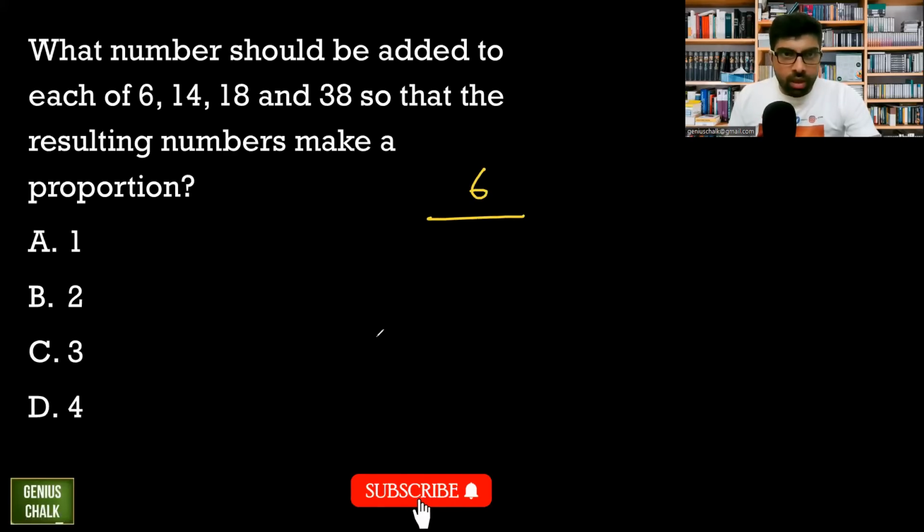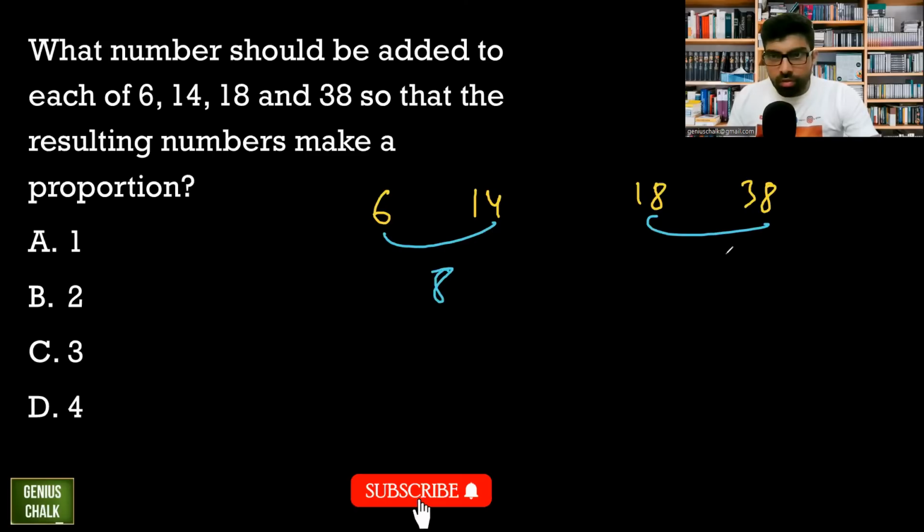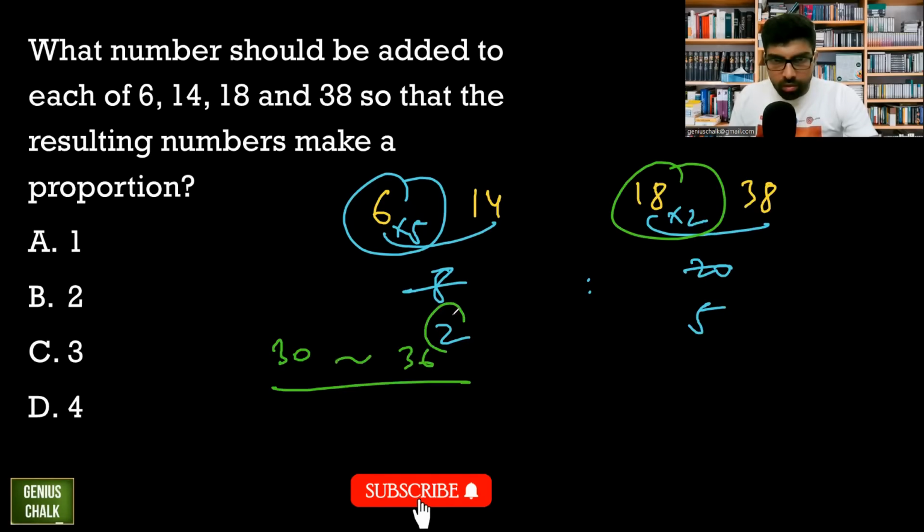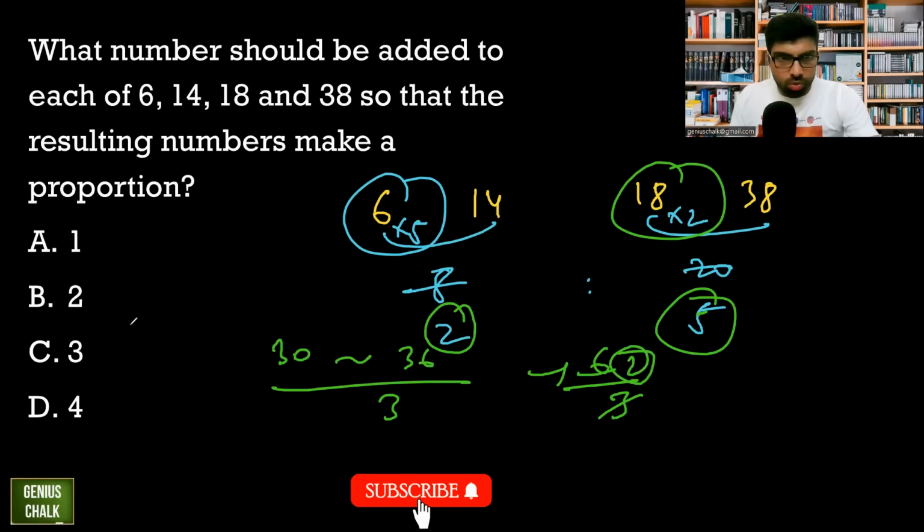You can use it. Now I'll write directly 6, 14, 18, and 38. What is the difference? The difference is 8 here. The difference is 20. Let's take the ratio 2 is to 5. So multiply this by 5, multiply this by 2. This becomes 30, and this becomes 36. And what is the difference of 5 and 2? That is 3. So the difference is 6 by 3, that is 2. So 2 is my answer. Right? Next one.